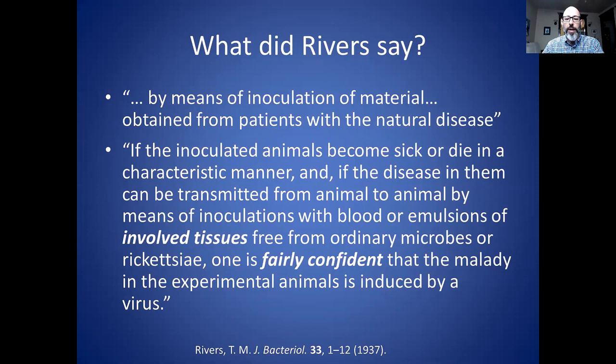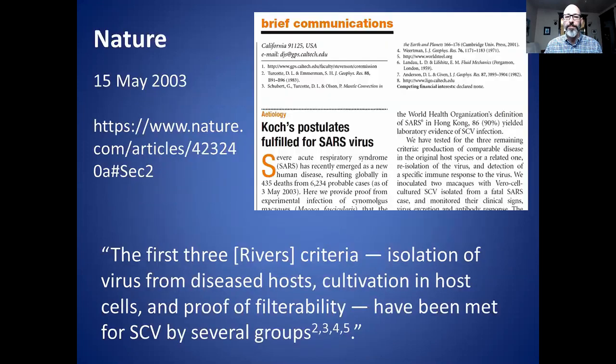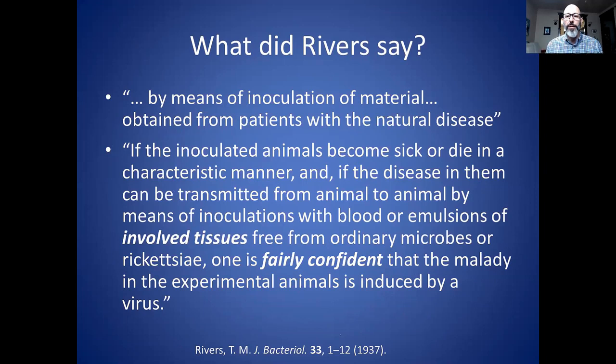He says one is fairly confident that the malady in the experimental animals is induced by a virus. So basically what he's saying is if you apply his criteria, it's not certain, but you can be fairly confident that the virus causes that disease. That is not very inspiring of confidence in me, but nonetheless, that is what he said about these criteria. So in other words, even if all 6 of the criteria are satisfied, that only leads you to be fairly confident, not conclusive, not certain, not 100%, just fairly confident.